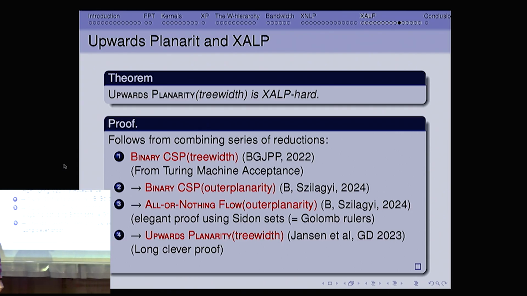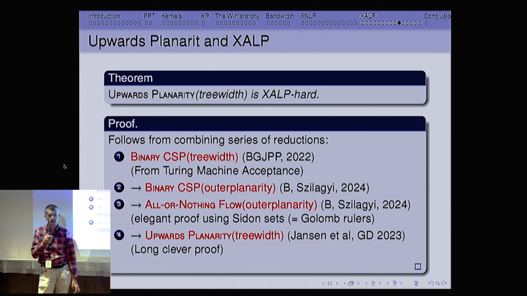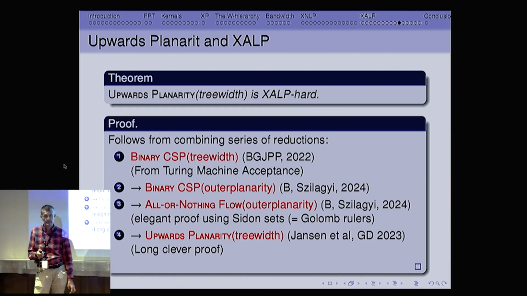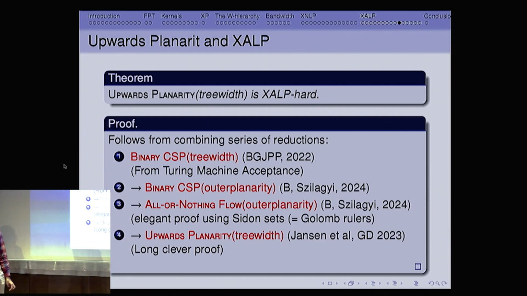If I were to drop the non-determinism from the XNLP, so I get XLP. Is there anything interesting in that class? An interesting problem? Yes. We have.